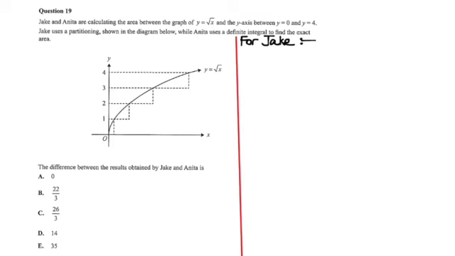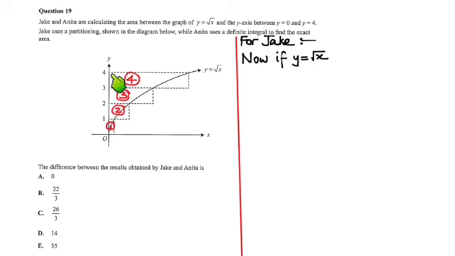Alright, now for Jake, we can label these areas 1, 2, 3 and 4 as I've done there, and then calculate each individual area and then add them up for Jake. But the problem we've got here is that we need to work out these distances from the y-axis over to the curve, and they are x values.